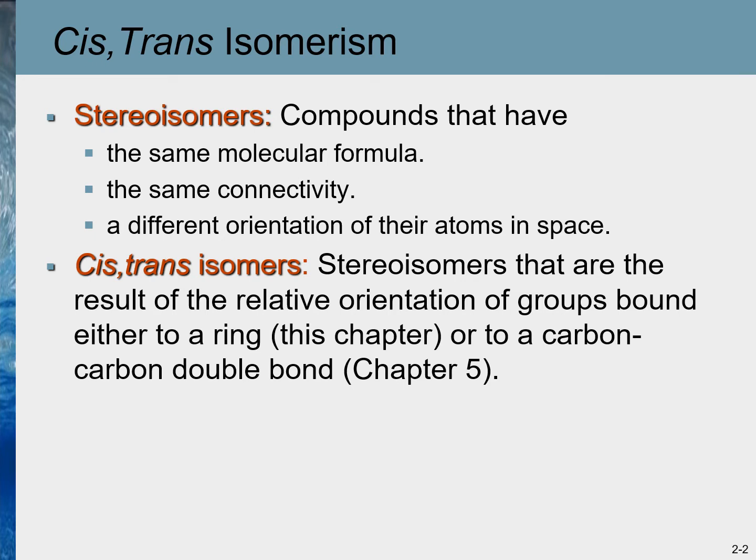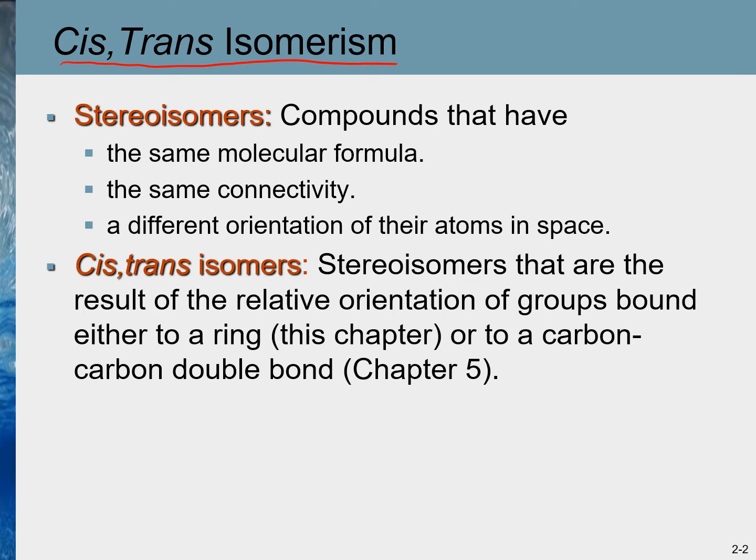In this section, we will only focus on one section of stereoisomers, which are known as cis-trans isomers. Cis-trans isomers are those stereoisomers that are the result of relative orientation of groups bound either to a ring, which we will study in this chapter, or to a carbon-carbon double bond, and this kind of cis-trans isomerism will be studied in chapter number 5.